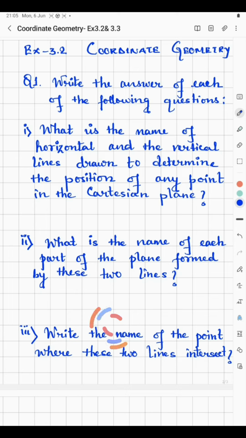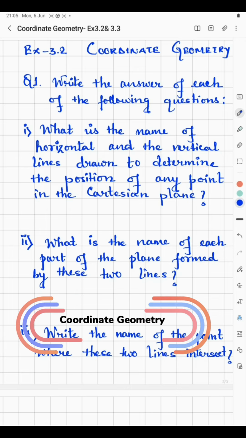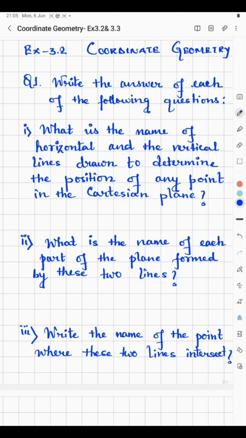Students, today I'll be starting with question number 1 of exercise 3.2. Question number 1 says, write the answer of each of the following questions. In the first part we have, what is the name of the horizontal and the vertical lines drawn to determine the position of any point in the Cartesian plane?